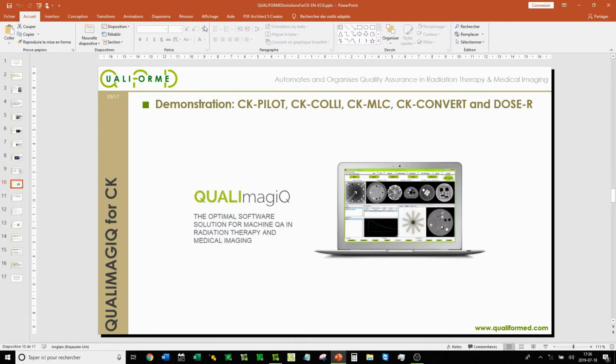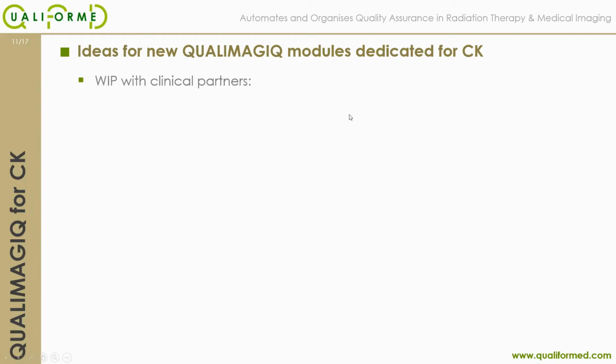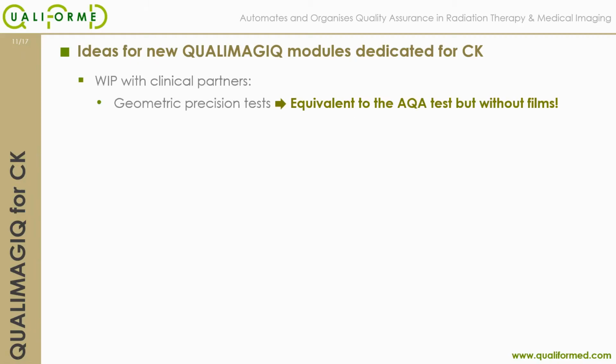Of course, we are not yet finished providing quality control solutions for CYBERKNIFE installations. We have ideas to develop complementary modules through partnerships with willing clients. For instance, automating the AQA test in order to eliminate the use of films with this test. We aim to accomplish this using a cover for our portable MV imager to replace the small phantom in which you insert the 2 orthogonal films for the AQA test.